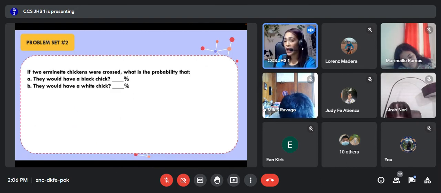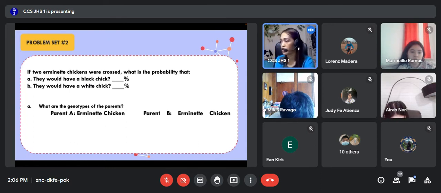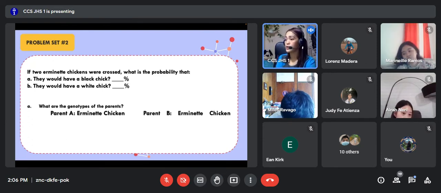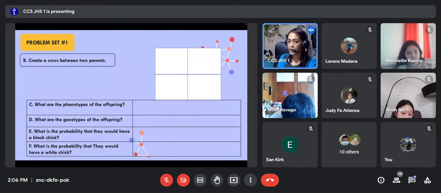Now, if two parents are erminette, meaning both parents are heterozygous, we don't know which alleles will be passed on. The hen and the rooster are both heterozygous erminette chickens, so we have FB FW and FB FW. That's for our individual parents. So let's put them here.